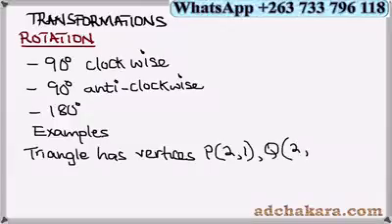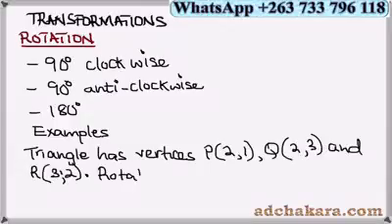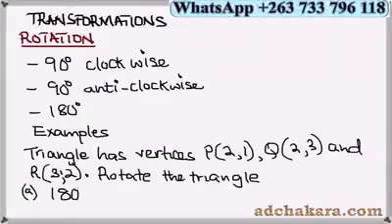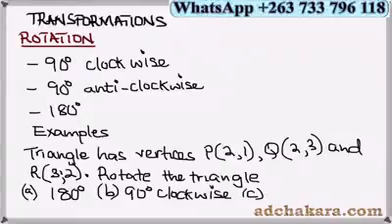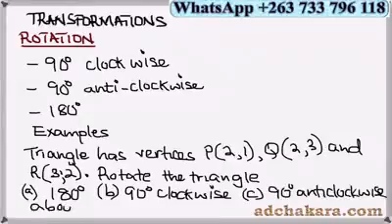Triangle has vertices P(2,1), Q(2,3), and R(3,2). Rotate the triangle A) 180 degrees, B) 90 degrees clockwise, C) 90 degrees anti-clockwise about (0,0). So this could be a point of rotation.